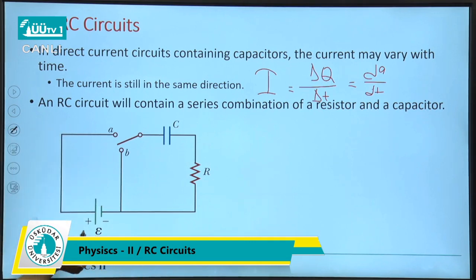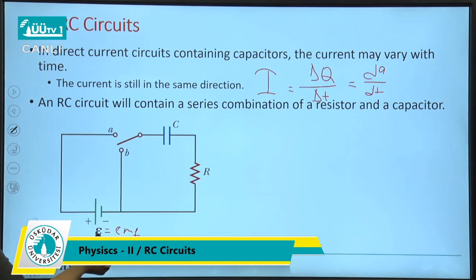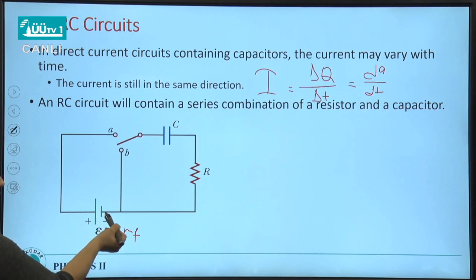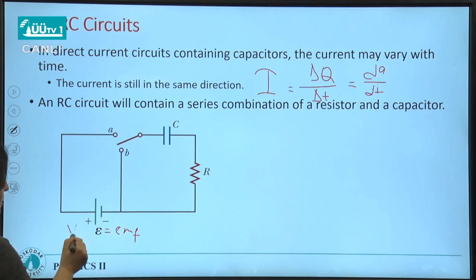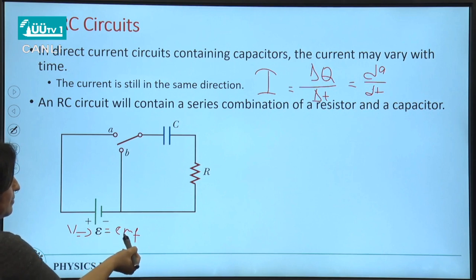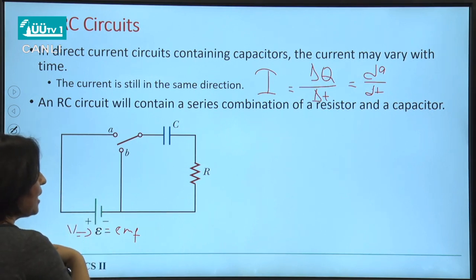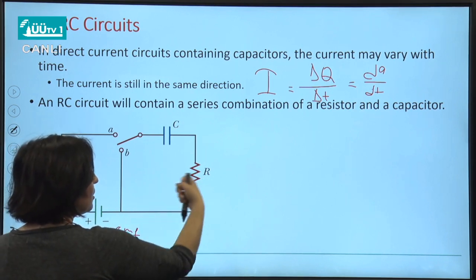What about the EMF, electromotive force? It was the ideal potential difference between the terminals of the battery if there is no internal resistance. So the potential difference of the battery, V, remember from the previous class, is equal to epsilon, the EMF, if we have an ideal power supply in the circuit. We talked a lot about the resistor, so I'm passing it.